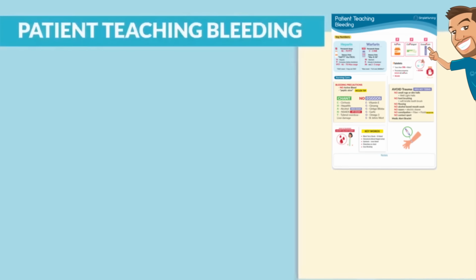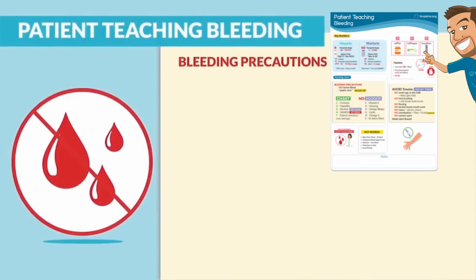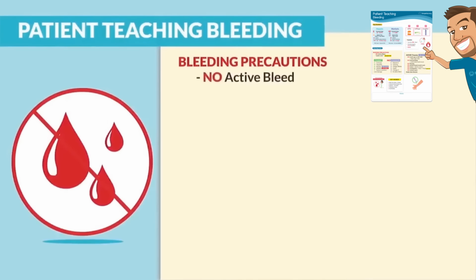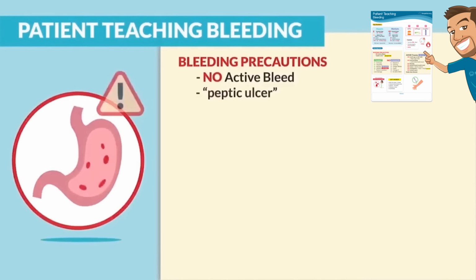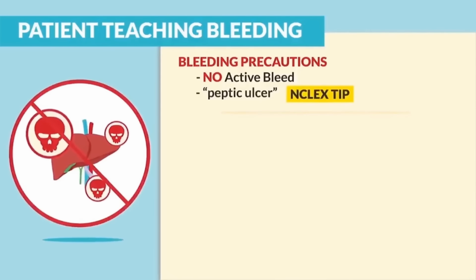Now, for patient teaching, the big contraindication here, and to be honest, for any blood thinner, is key term active bleed, like a peptic ulcer or peptic ulcer disease. And we always avoid any patients with liver problems since the liver makes coagulation factors.